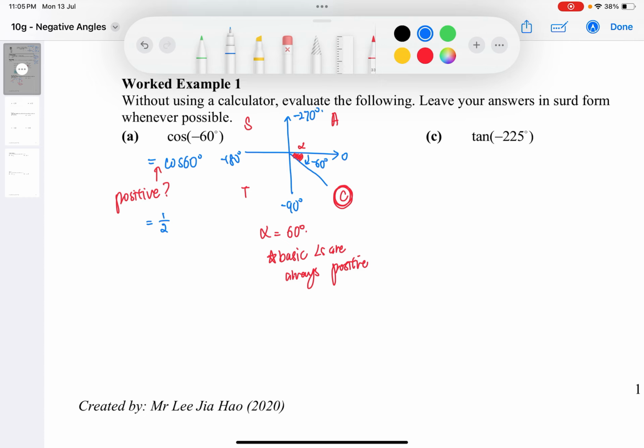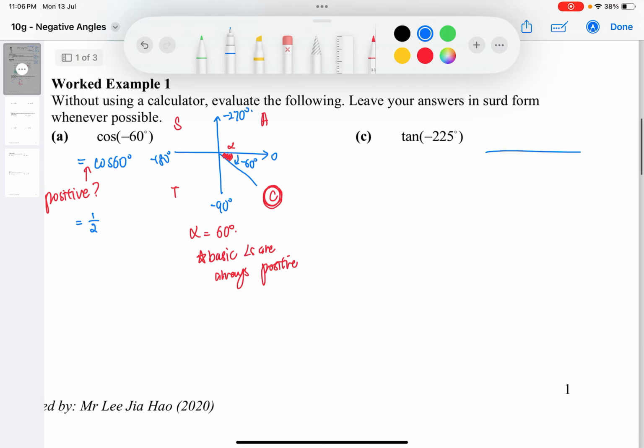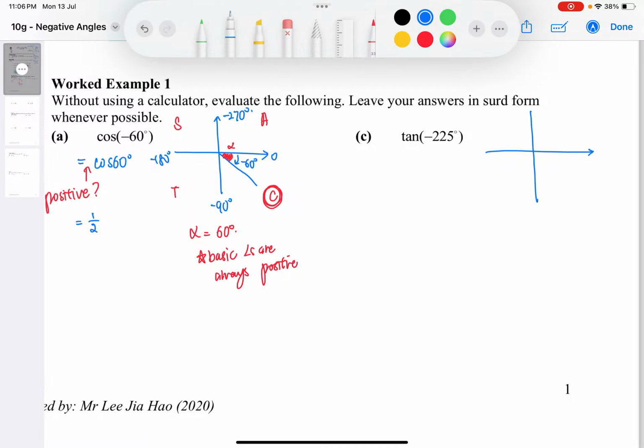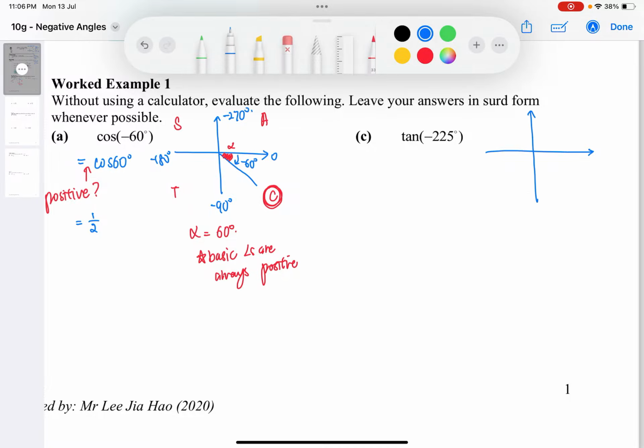Now we'll move on to part C, tangent negative 225. Same idea, we're going to draw out our negative angle. So this will be 0, negative 90, negative 180, negative 270. Negative 225 will be between negative 180 and negative 270. So from here all the way, it's negative 225.